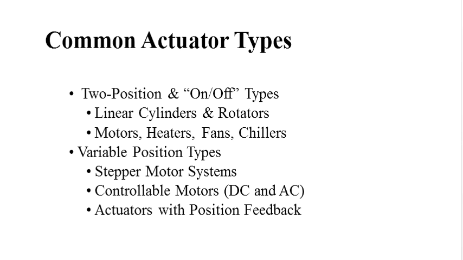Now, there are just a few kinds of common actuators. There are two-position type or on-off type, such as linear cylinders and rotators, which either turn left or right, go out or in, or motors and heaters and the like that either go on or off. Then there are a variety of variable type actuators, such as those with stepper motor systems, or ones with controllable motors, and ones with actuators with position feedback.